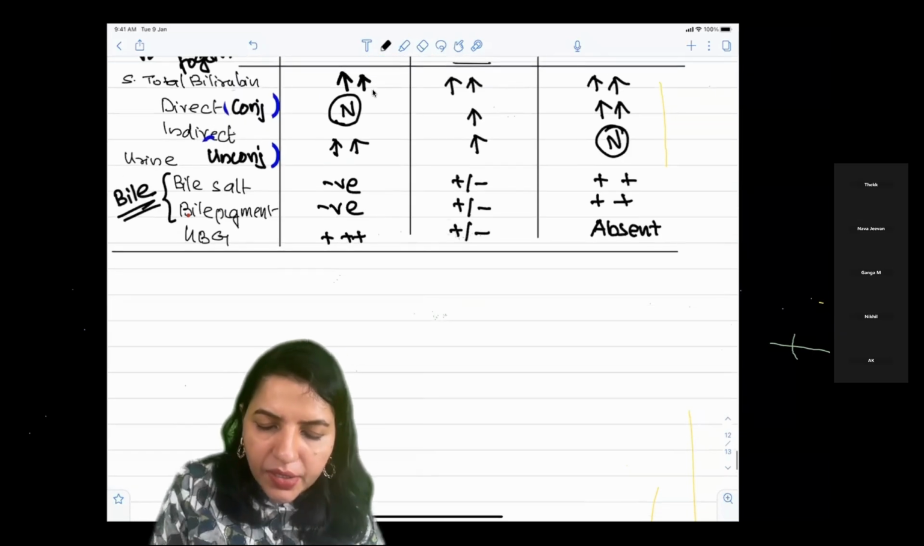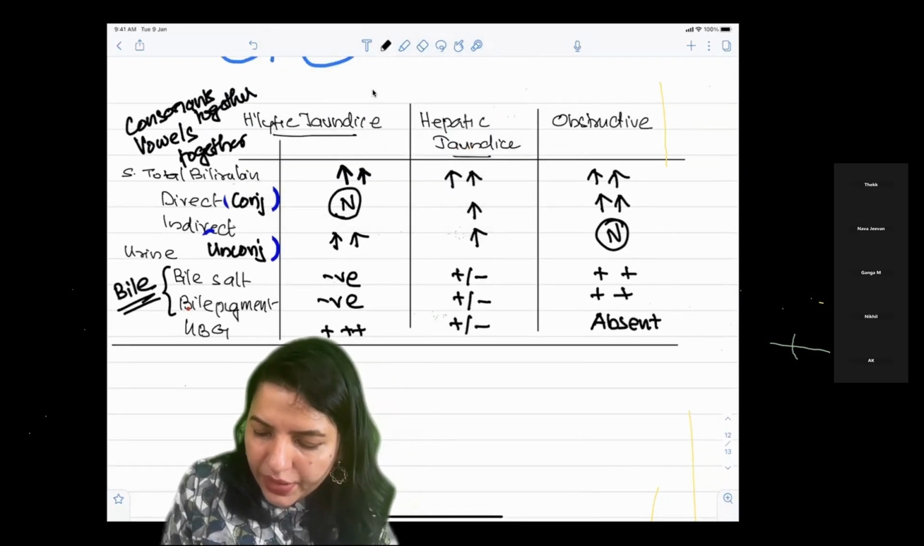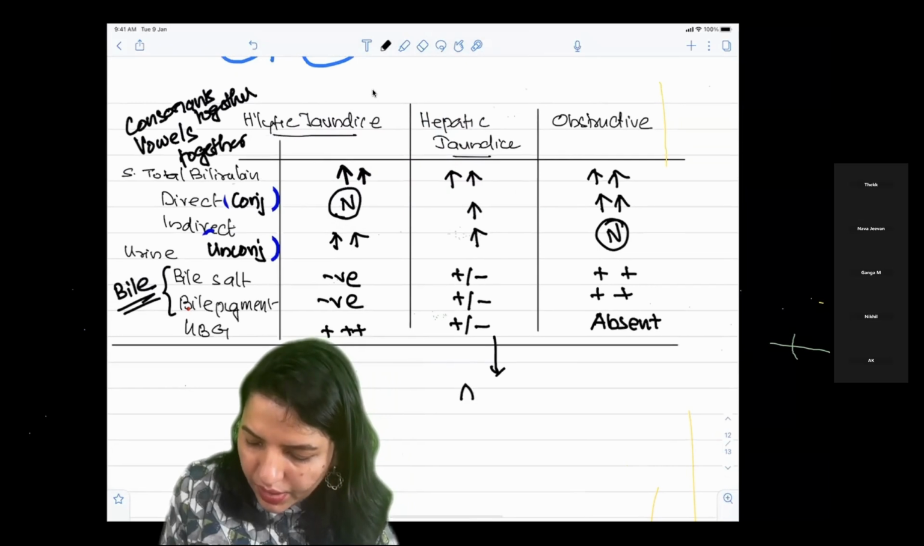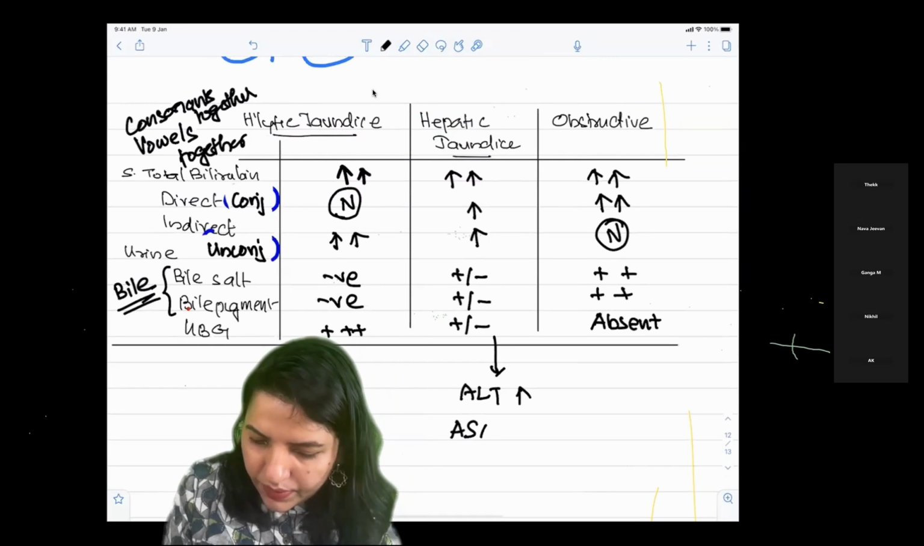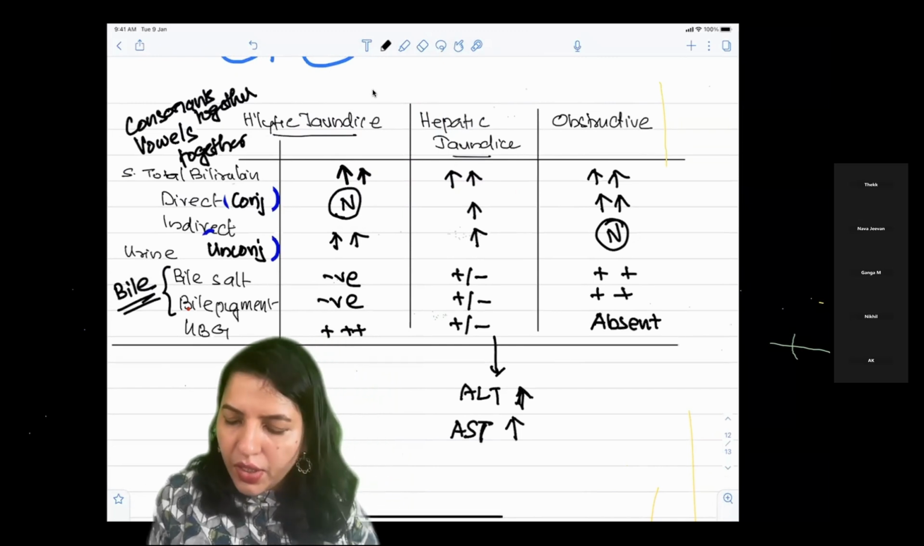What is the enzyme marker of hepatic jaundice? Here, ALT, AST. AST and ALT is elevated in hepatic jaundice.